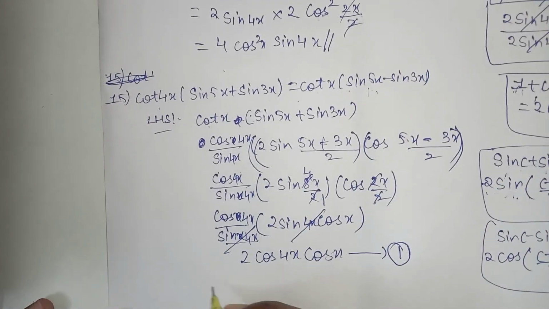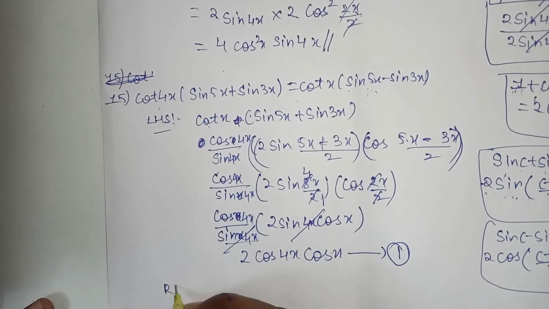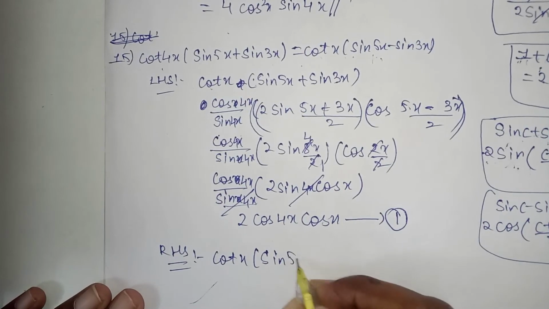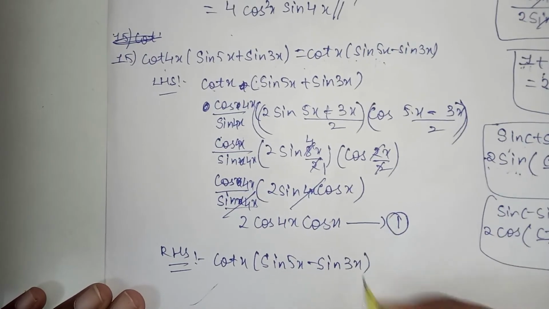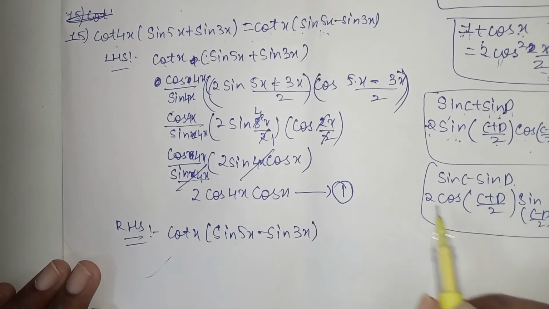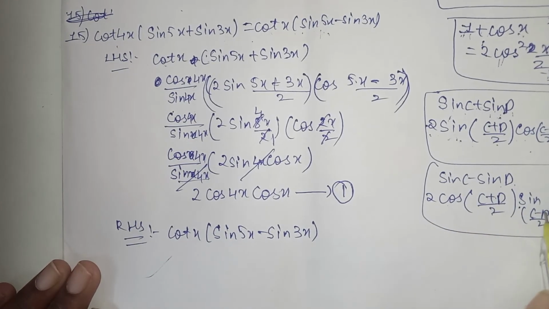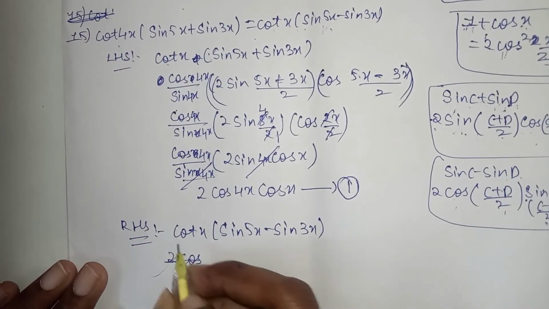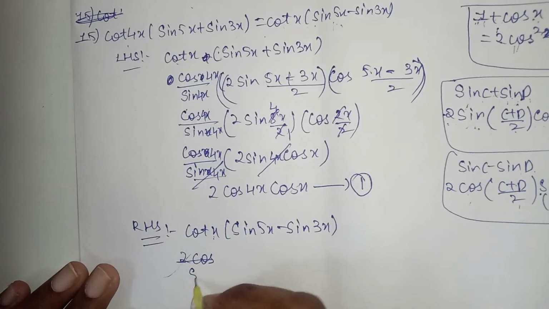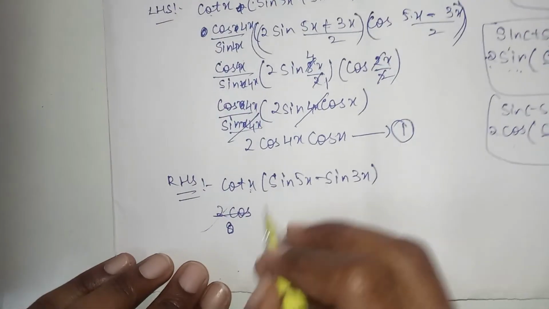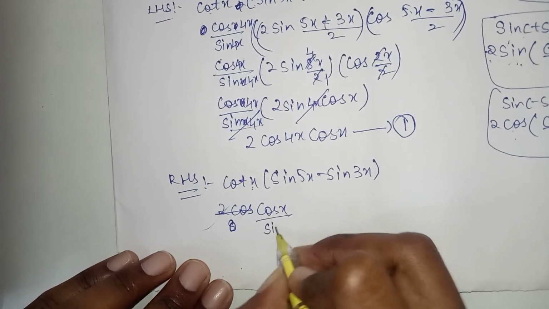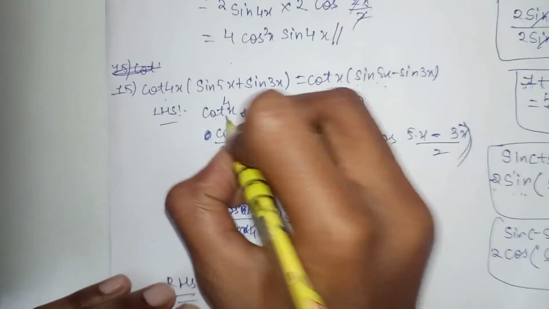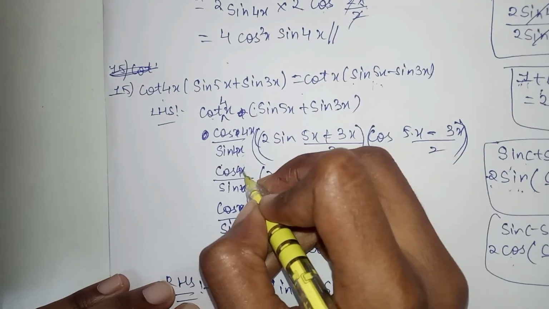Let's solve the right hand side: cot x into sin 5x minus sin 3x. As I've said, one formula: sin c minus sin d is 2 cos of c plus d by 2 into sin of c minus d by 2. Let's apply this formula only. So cot x is there, and cot x is cos x by sin x. I made a small mistake: over here I should write cos 4x. So write 4x; I wrote x by mistake.